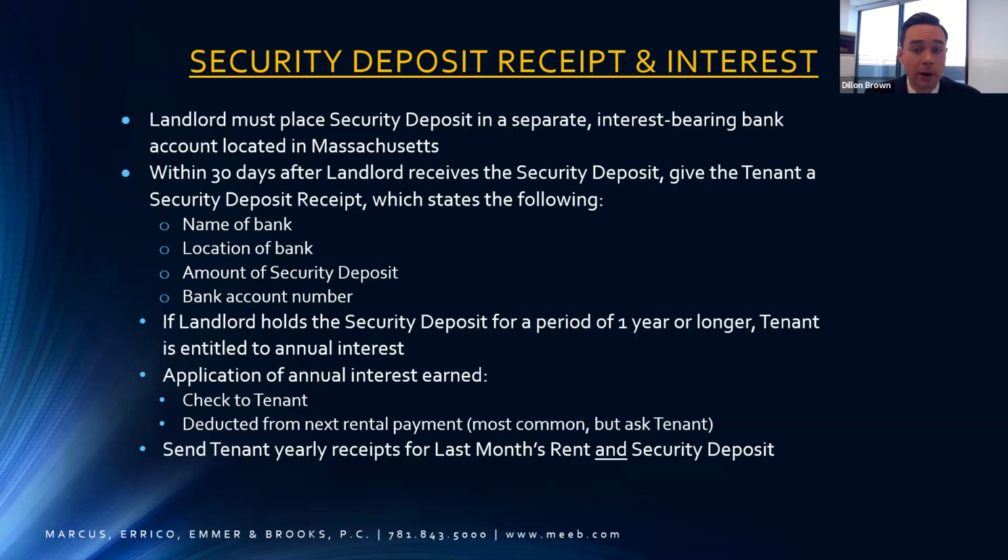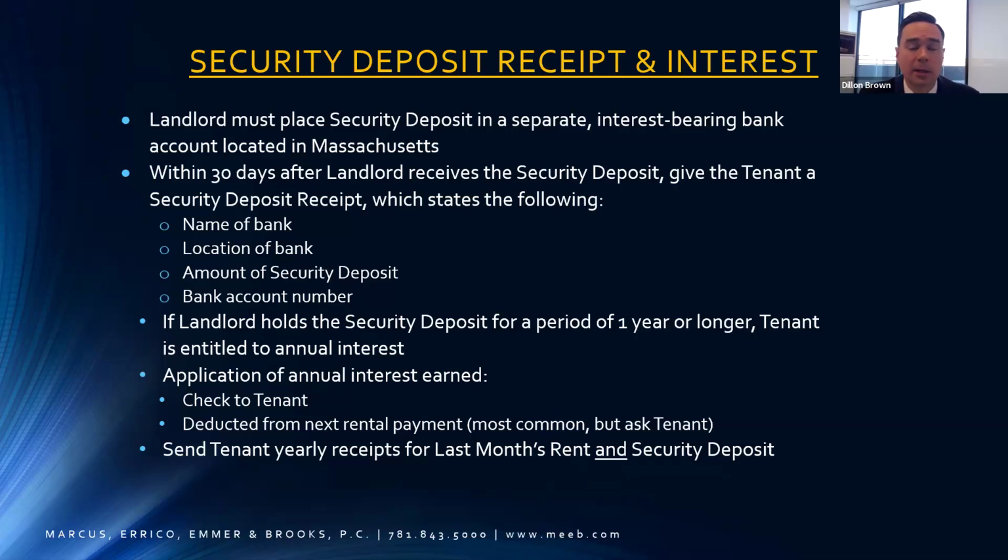I haven't seen a court or a tenant raise this issue as a legitimate defense to the eviction. But again, we can only advise you as to what the requirements under the law are and what the statute says. And what the statute says is that you've got to place it within a bank that's located in Massachusetts. So again, like last month's rent, once you collect that security deposit, you need to give the tenant a receipt, which provides the name of the bank, the location, the amount of the deposit, and the bank account number.